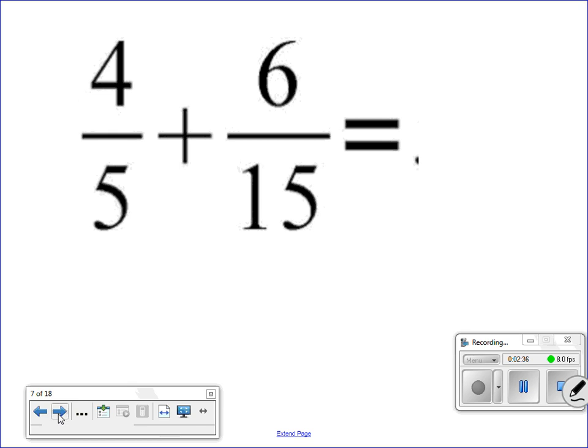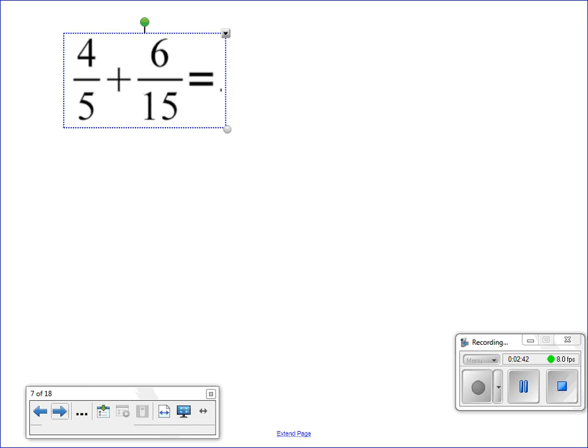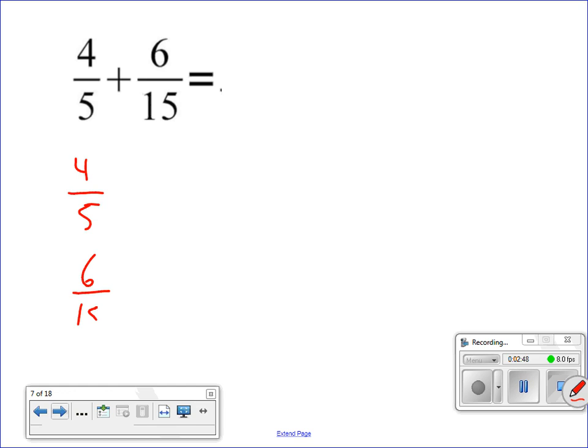Keep on cruising here. 4/5 and 6/15. Okay, this problem's pretty sweet. What number do they each go into? 5 and 15. I'm going to stack my fractions. Of course, I want you pausing and trying to figure these out yourself and then checking your work with mine, because tomorrow you're going to see problems just like these. You'll be able to just crank them out.